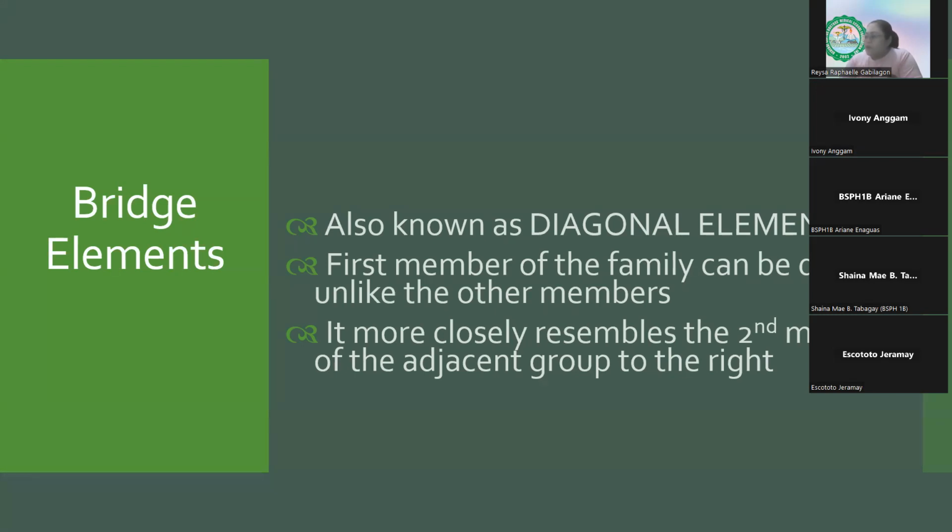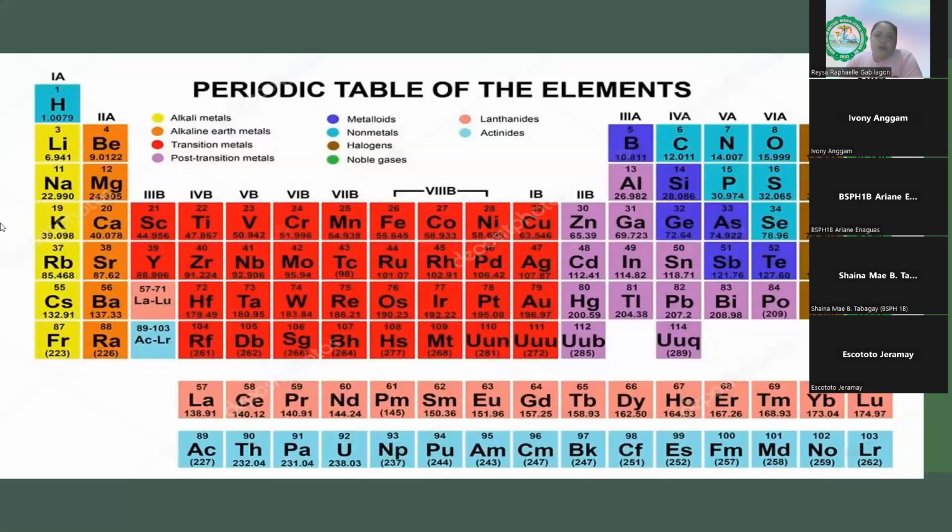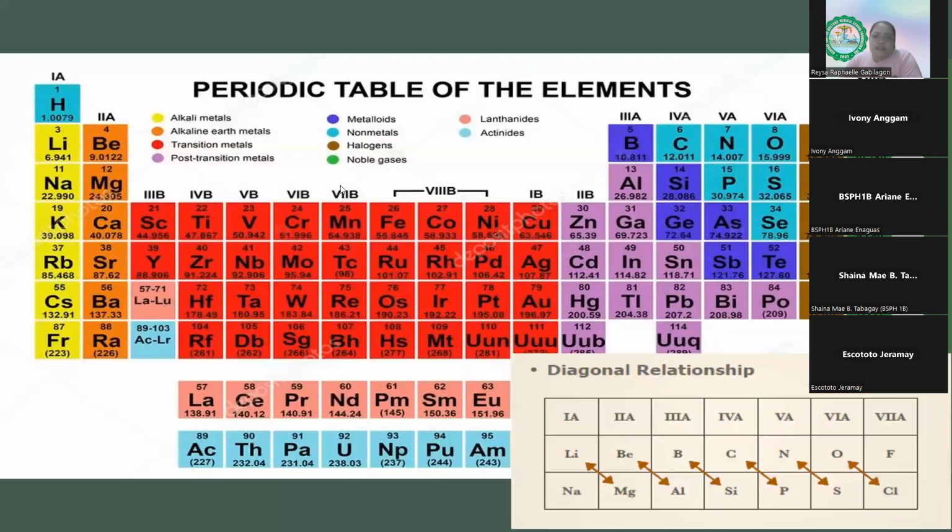Bridge elements are also called as the diagonal elements. Ito yung, ang nire-represent nito is yung first elements of each group actually, yung kanyang property resembles that of the second element in the adjacent group. So it looks like this. Ayan, it looks like this, class. Yung first element, for example, the group 1A, they are called the alkali metals. So let us just start with the lithium, for example, since hydrogen is not really a metal.